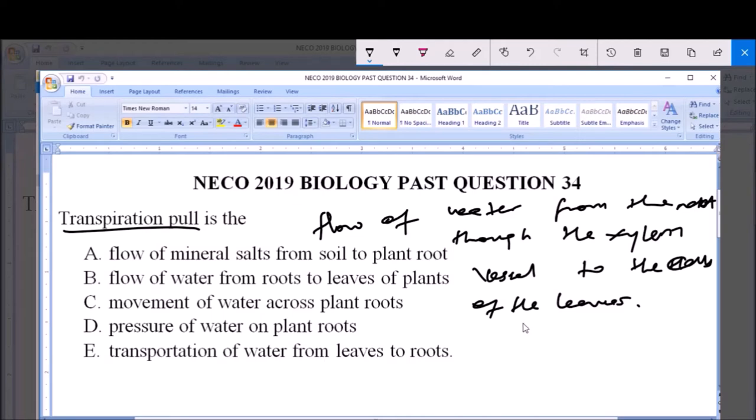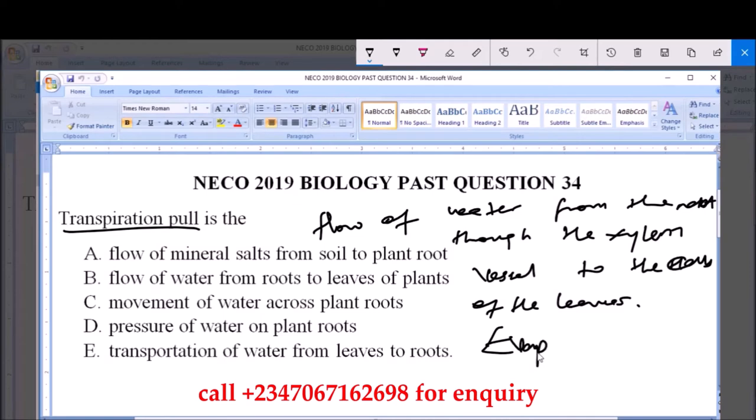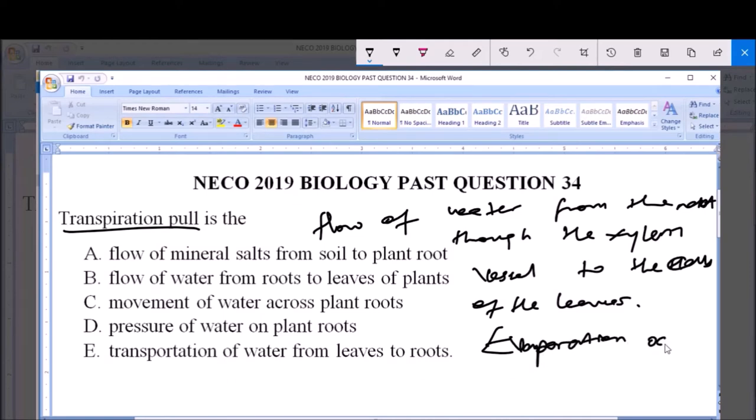Now transpiration pull is just like a force that moves water, that is the flow of water from the roots. Remember, the roots conduct water from the soil. Now the flow of water from these roots through the xylem vessels, which is the vessel responsible for the conduction of water and salt to the leaves, is what we refer to as transpiration pull. So after this water has been moved to the cells of the leaves, evaporation will then occur, and then the water diffuses out of the plant as vapor through the stomata. So transpiration pull simply involves the flow of water from the roots to the leaves of plants for transpiration to occur. So option B is the right answer to this question. Flow of water from the roots to the leaves of plants, that is transpiration pull.